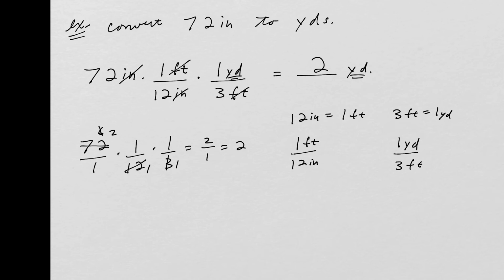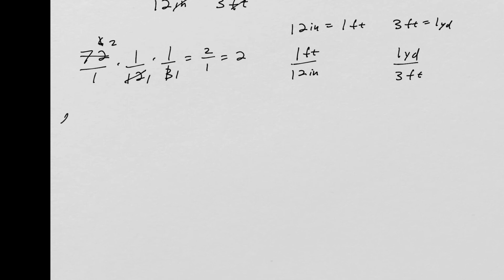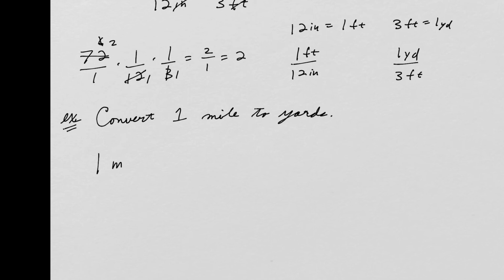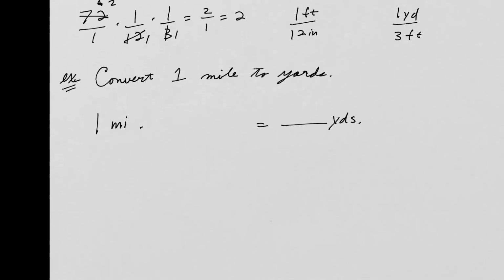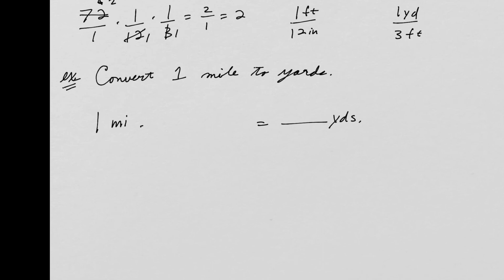Okay, what about this? Let's say we want to convert 1 mile to yards. So I have 1 mile. I want to know how many yards that is. Now, if you look in the chart, sometimes some charts will actually tell you that directly. You could Google this and figure this out directly. But let's find it by using a couple unit conversion factors.